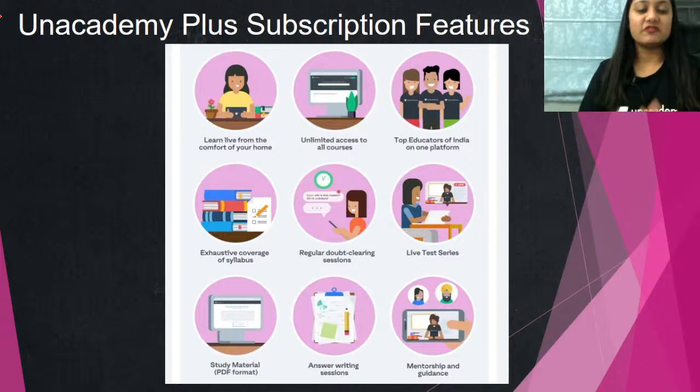Either for Plus or for Iconic. So let me give you a very fair idea of how the Plus subscription works and what the amazing features of Plus are. In the first place, you can learn in the comfort of your own house.